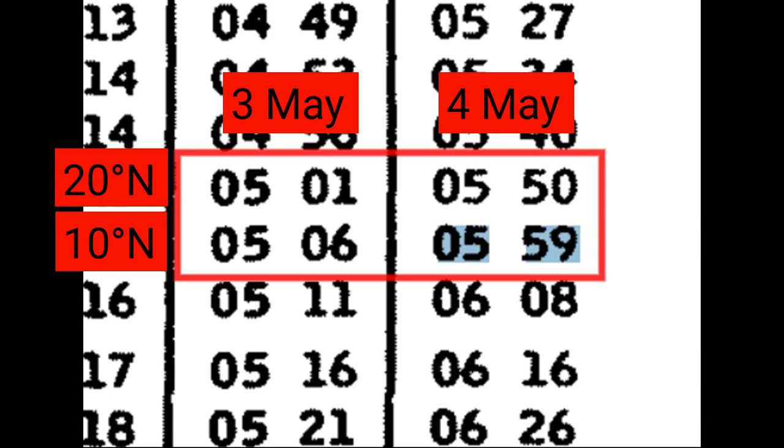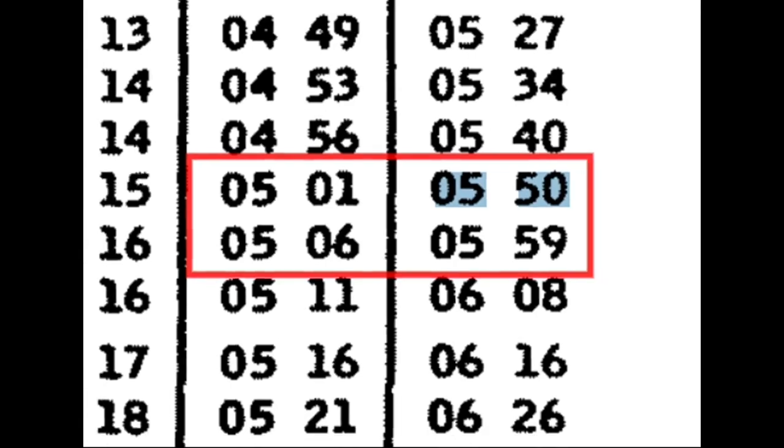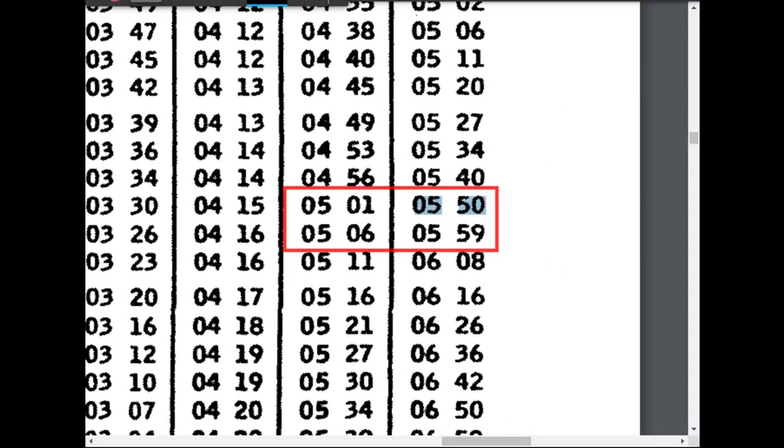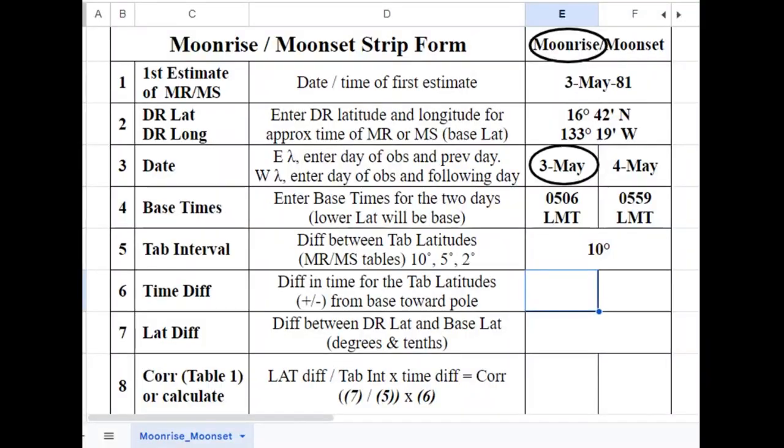For 4 May, going from 0559 to 0550, you need to subtract 9 minutes. So the difference in time for 4 May is minus 9 minutes. Back in our strip form, the difference in time for 3 May is 5 minutes, whereas the difference in time for 4 May is 9 minutes. That's going from the base, in this case 10 degrees north, to the next number, which is 20 degrees north.